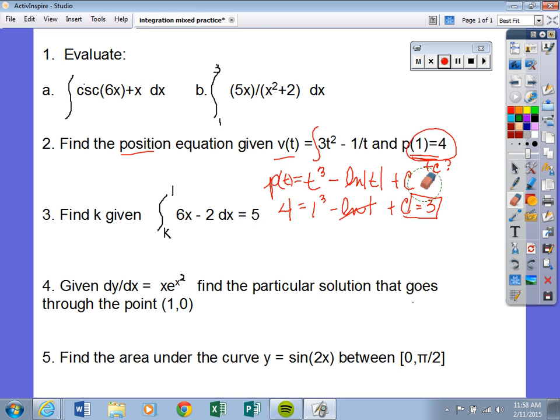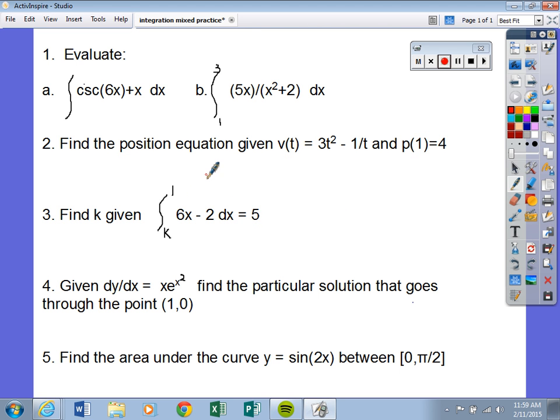I need to actually come back up here to where I wrote plus c, and then I need to put that 3 in. And that is my final answer. All right, just like that. So there's number 2. All right, number 3, I want you to find k given a definite integral.